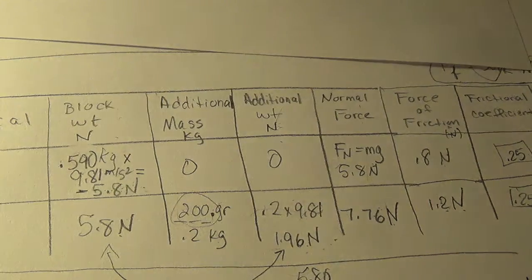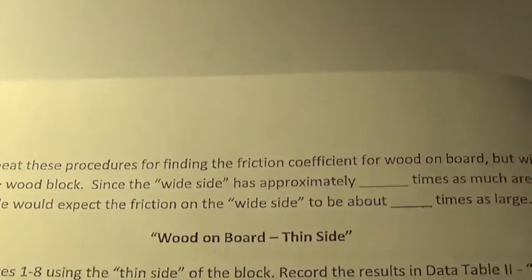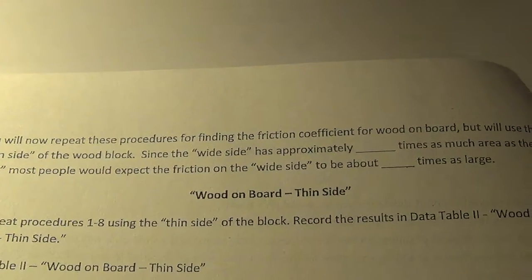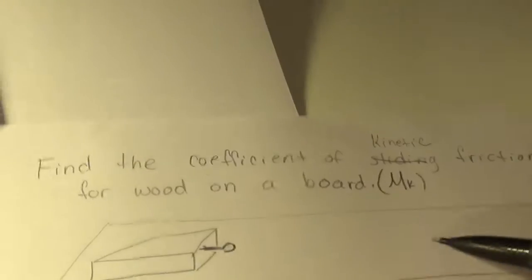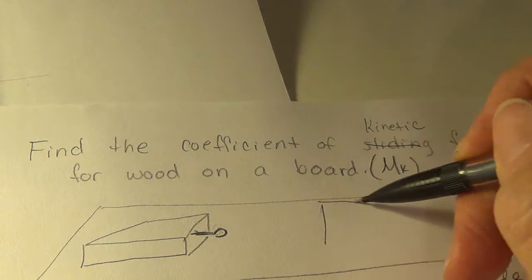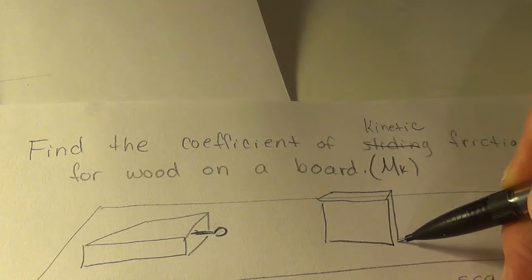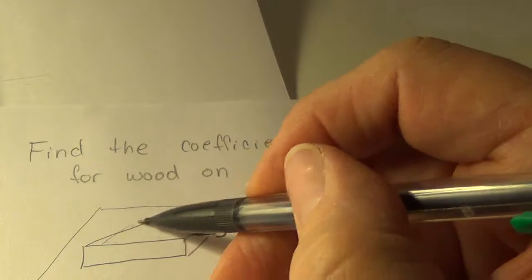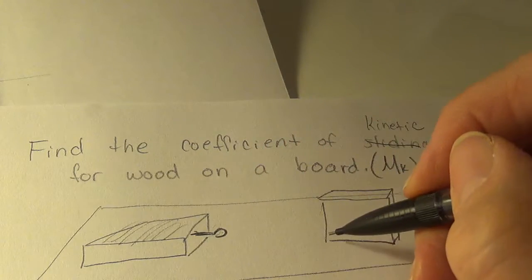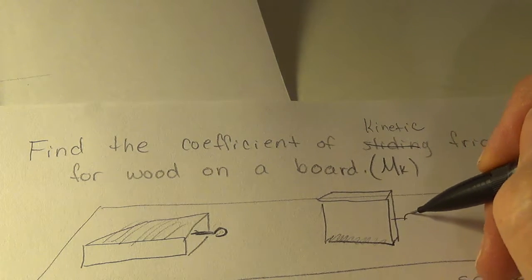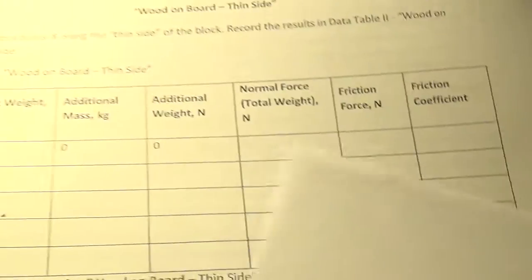So you'll see that you're going to do a similar thing on part 2. They asked you to turn the block on its side and do the same thing. So where we had the block in this direction, on part 2 they ask us to turn the block this direction. Instead of sliding on this wider part, it's going to be sliding on the very thin part here. So this is the same procedure, and you'll see the chart looks the same.